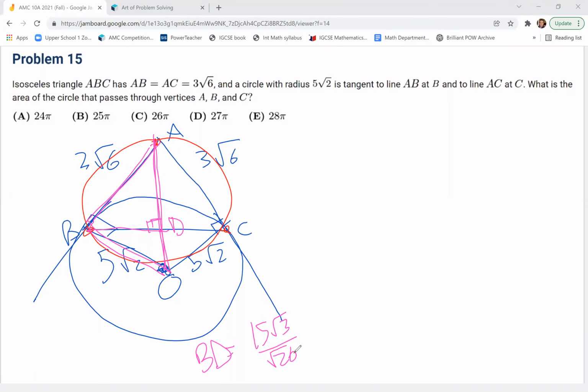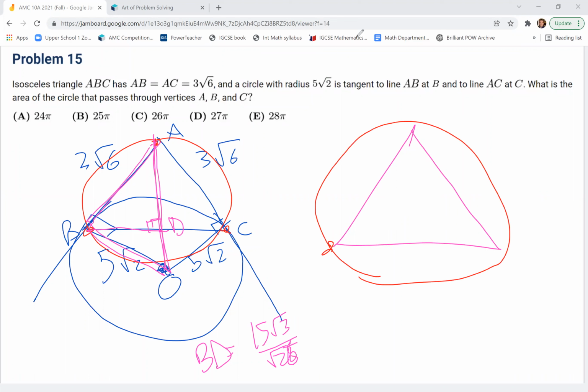Now, what I did was I used coordinate geometry. The reason is that what I need is to know where the center of this circle is. If I draw a triangle and want to find the center of the circumcircle, the circle that goes through all of the vertices, the way you find the center is by finding the intersection of the perpendicular bisectors.